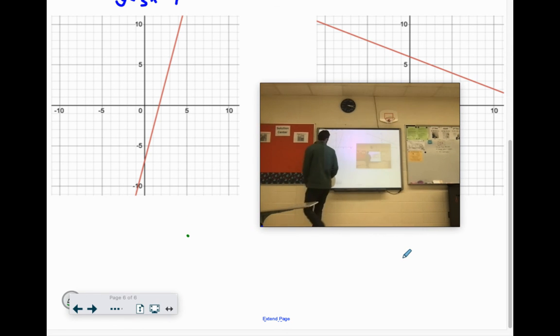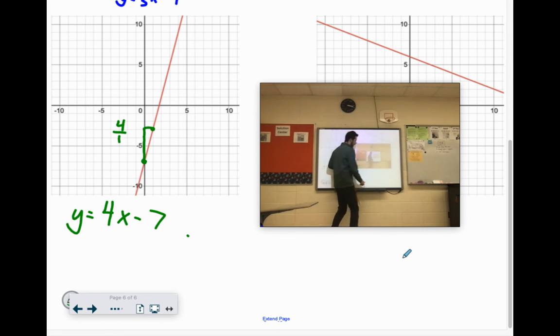We look for our y-intercept. Well, it crosses at -7. Y equals something x minus 7. Let's figure out a slope here. Looks like it crosses again there, so that's up 1, 2, 3, 4, and over 1. 4 over 1 is just 4. So y equals 4x minus 7.